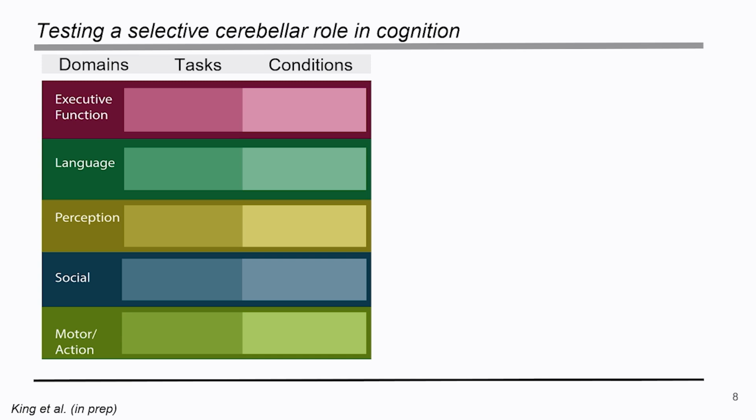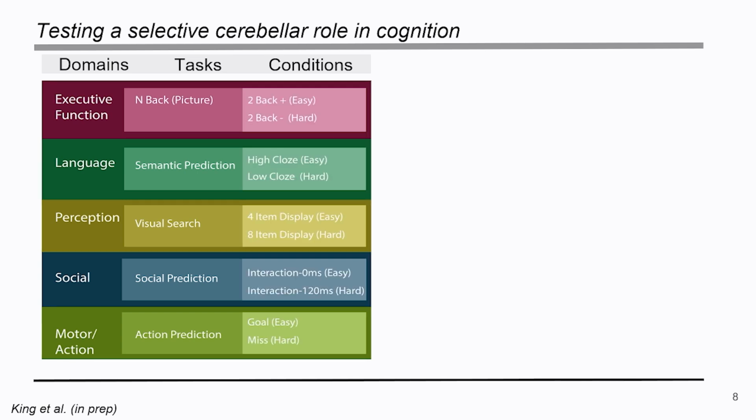So in a different experiment, we set out to test participants across 5 unique tasks, so 5 unique domains that we've tested before in previous work. Different tasks, for example, a working memory task, a semantic prediction task from the language domain. And then we had these 2 new tasks, a social prediction and an action prediction. And we varied difficulty across each of these different tasks.